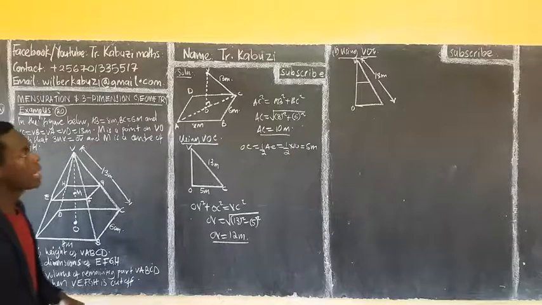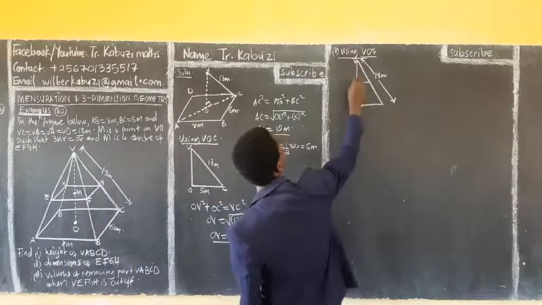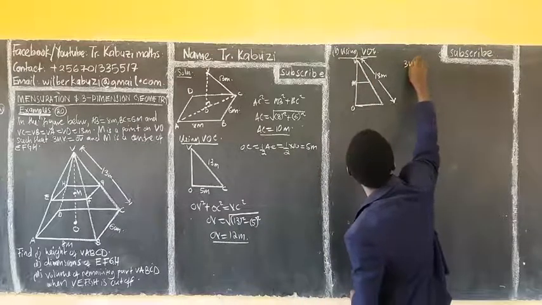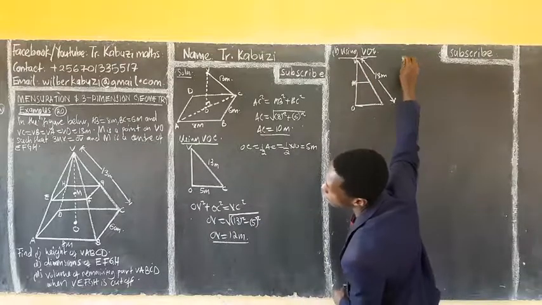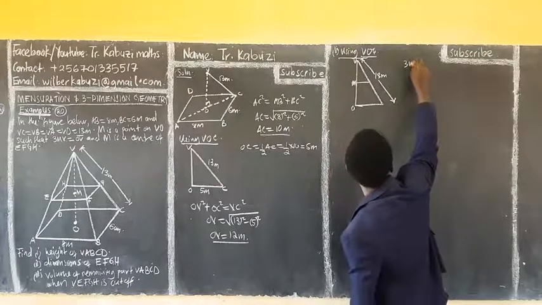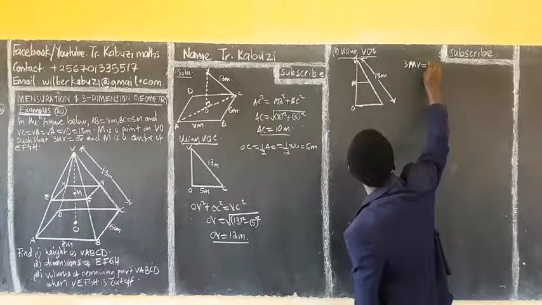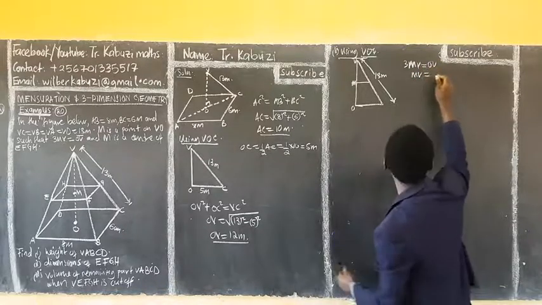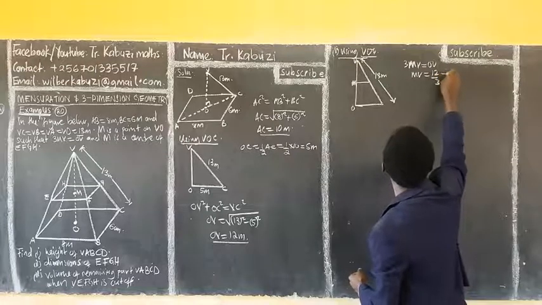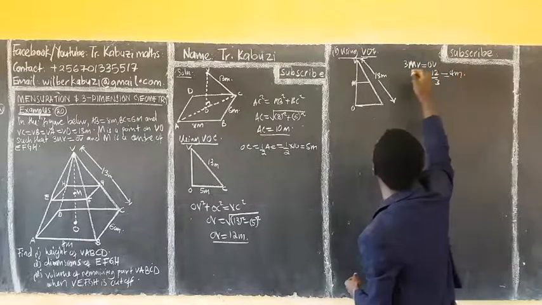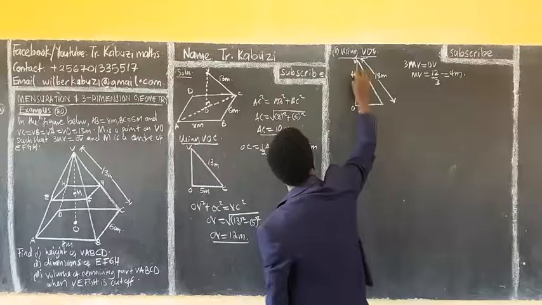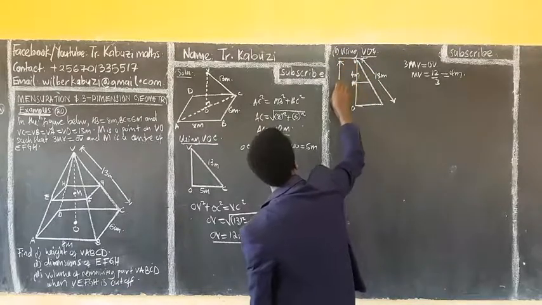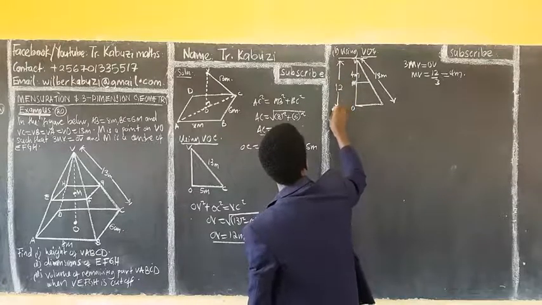Now, this is my M here. They said 3MV is equal to OV. So I want to get my MV. It will be OV, which we have got as 12, divided by 3, which will be 4 meters. So for here, I have 4 meters. I know that from there up to here, they are 12 meters.